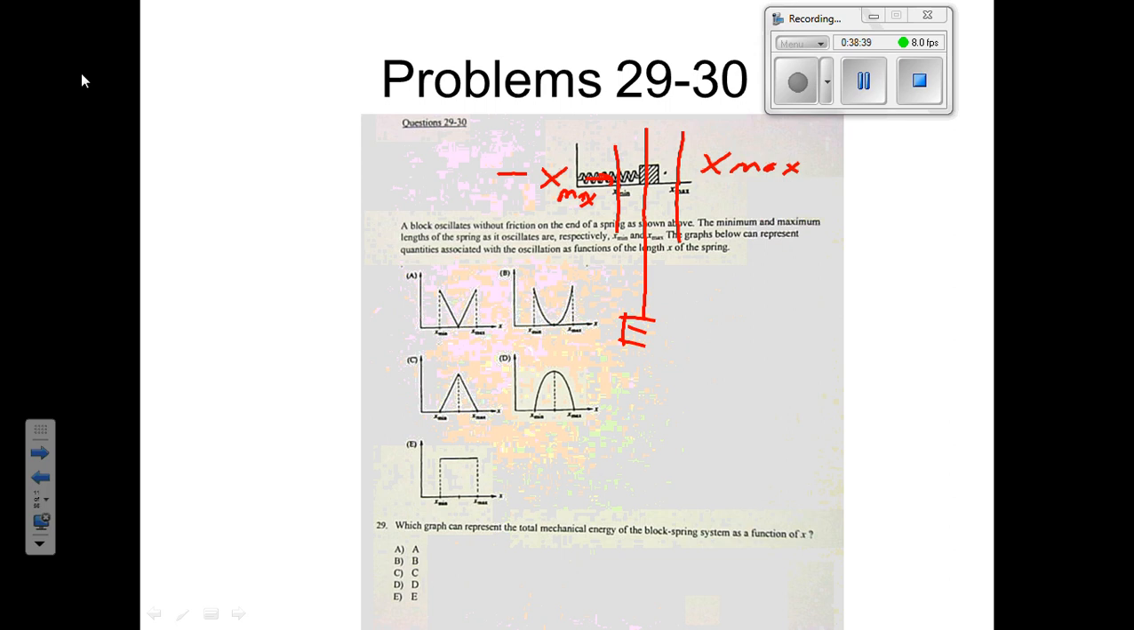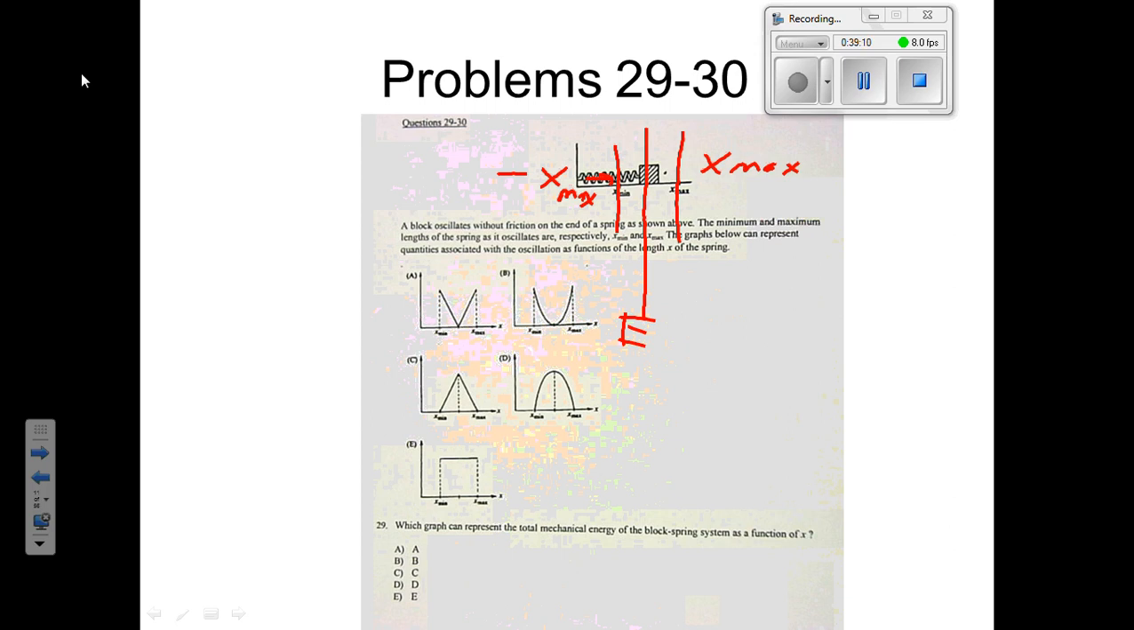Question says, the graphs below can represent quantities associated with the oscillation as functions of the length x of the spring. Which graph can represent the total mechanical energy of the block spring system as a function of x? Now think about something for a minute. What's mechanical energy? Potential and kinetic. This is a frictionless system. What's the right answer?